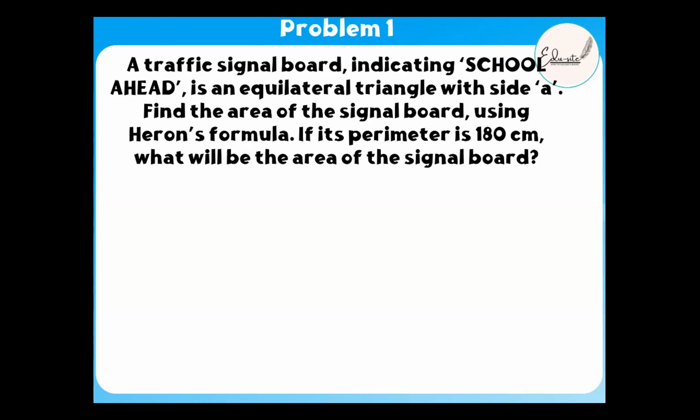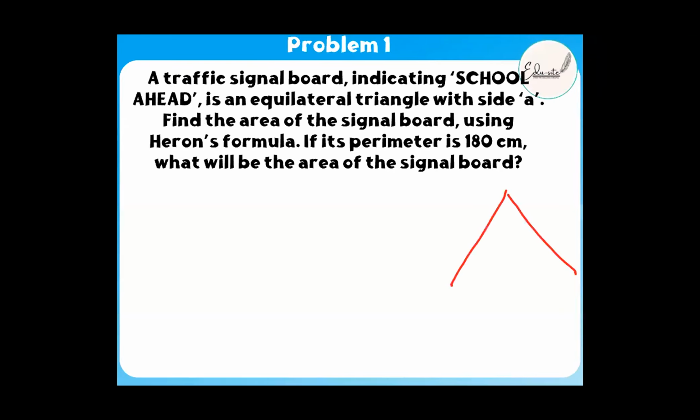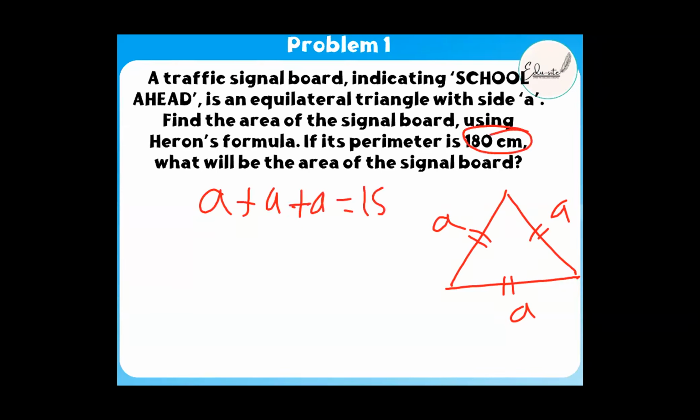A traffic signal board indicating school ahead is an equilateral triangle with side a. Find the area of the signal board using Heron's formula. If its perimeter is 180 centimeters, what will be the area of the signal? A for all, right? Equilateral is nothing but same for all. So a plus a plus a is equal to what? It's given, 180 centimeters. So 3a is equal to 180 centimeters. What is a single a? a is equal to 180 over 3.